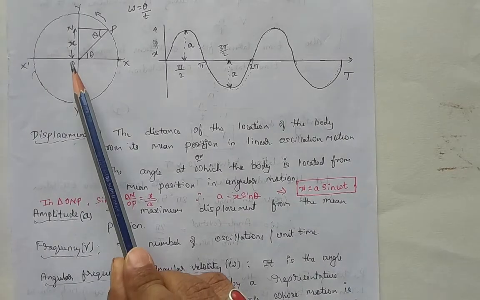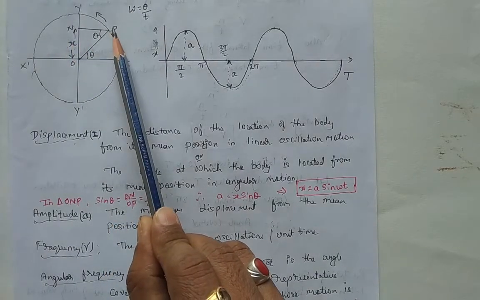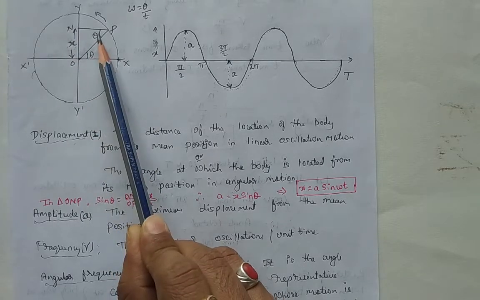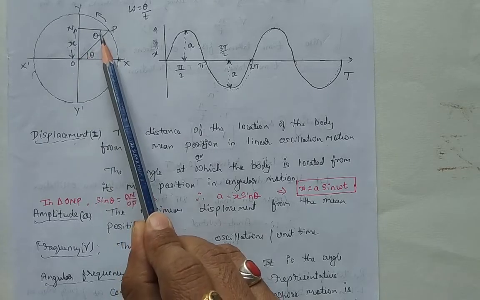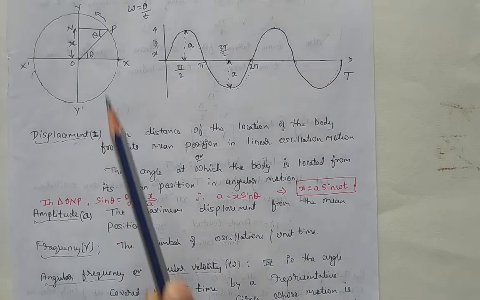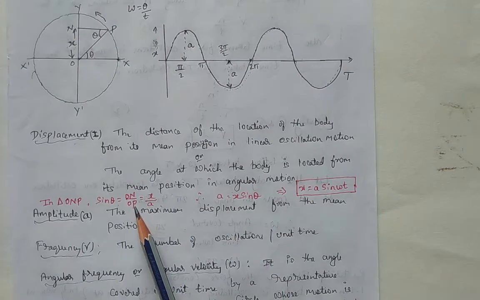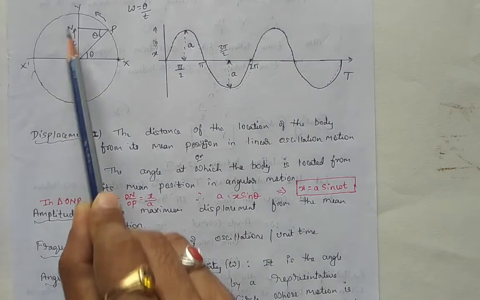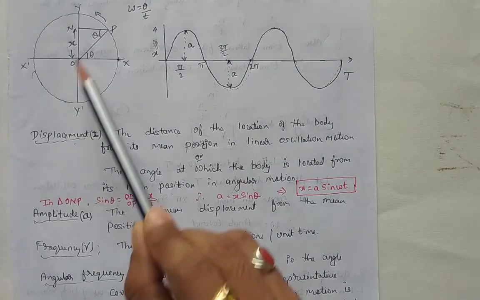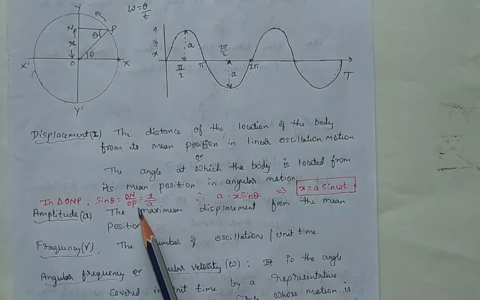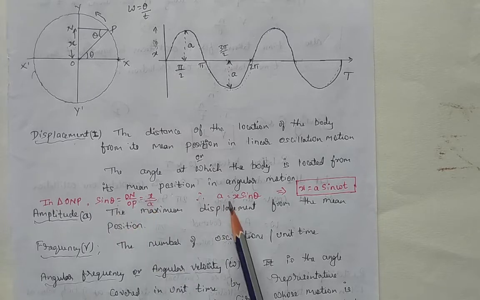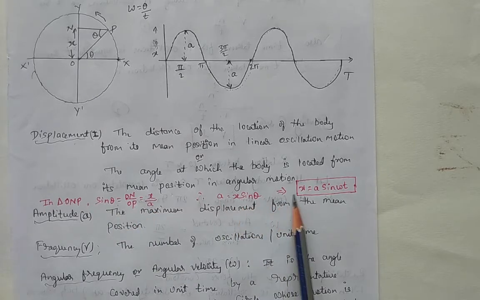Now in the triangle ONP, this is the angle theta. So even this angle NPO will also be theta. So in this triangle ONP, sin theta is equal to ON by OP, where ON is equal to x and OP is equal to the radius, we call it A. Therefore x is equal to A sin theta.